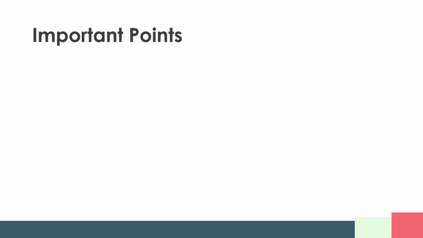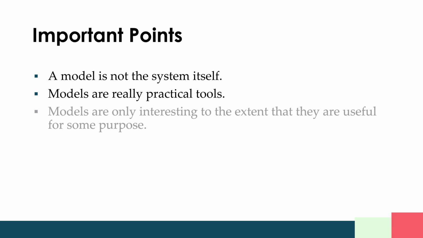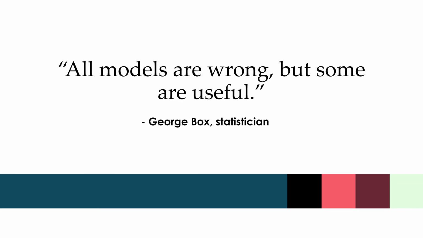There's a couple of really important points to remember. First, a model is not the system, even if a model does a really good job at representing a system. And another point is that models are really practical tools, and they're only interesting to the extent that they're useful for some purpose. As this aphorism attributed to George Box states, all models are wrong, but some are useful.